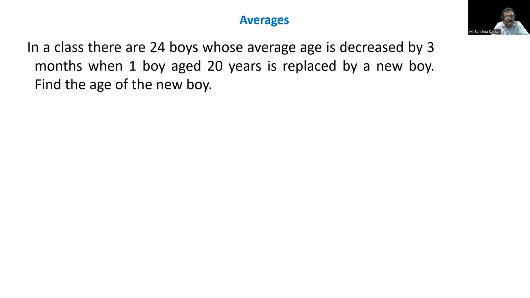In a class, there are 24 boys whose average is decreased by 3 months when one boy of 20 years is replaced by a new boy. Find the age of the new boy. In a class, there are 24 boys whose average is decreased by 3 months when one boy of 20 years is replaced by a new boy.